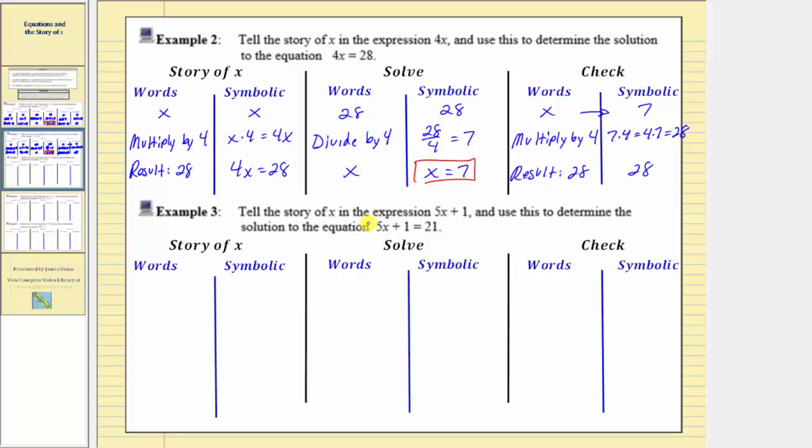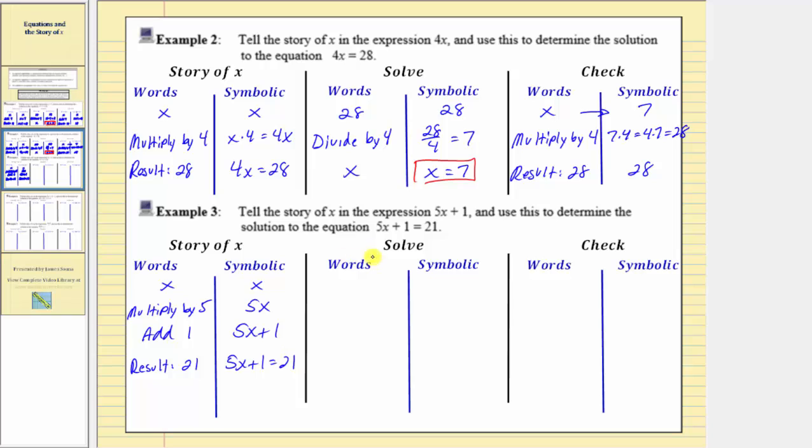Next, we're asked to tell the story of x for the expression 5x plus 1 and use this to determine the solution to the equation 5x plus 1 equals 21. So we begin with x. 5x means 5 times x, which is equivalent to x times 5. So the next step in the story is multiply by 5. So that'd be 5x. And because we have plus 1, the next step is add 1, which gives us 5x plus 1. We want the expression 5x plus 1 to equal 21. So we want the result to be 21, which gives us the equation 5x plus 1 equals 21.